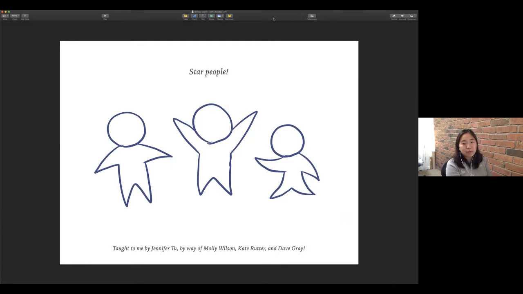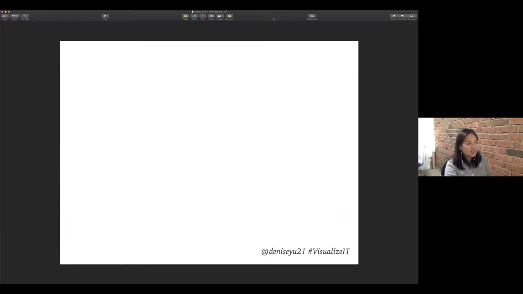One of them is called Star People. This was taught to me by Jennifer Tu, by way of a bunch of other people who are really, really talented sketchnoters and storytellers. Star People are very much like stick people. They just have a little more volume to their bodies. It's kind of a combination of drawing a stick figure with a 5-pointed star.